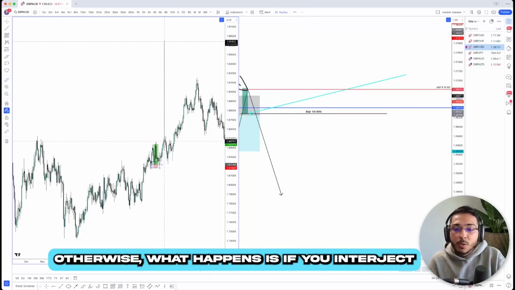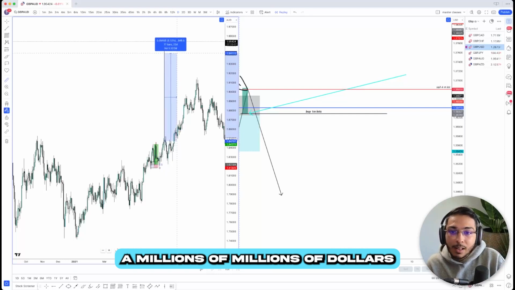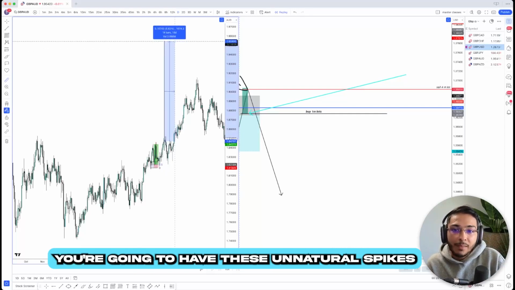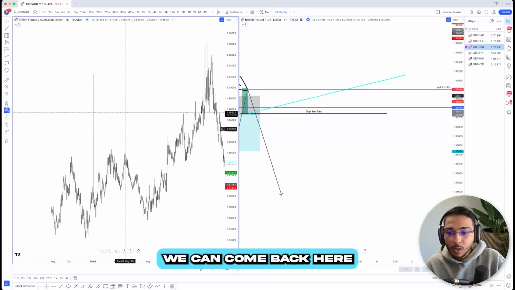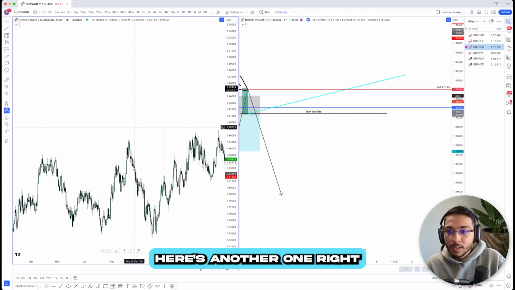Otherwise, what happens is if you interject millions and millions of dollars worth of pressure into the market, you're going to have these unnatural spikes. This is 1,000 pip spikes on the daily time frame. This probably happened in less than a minute. We can come back here. Here's another one, right? Look at this.